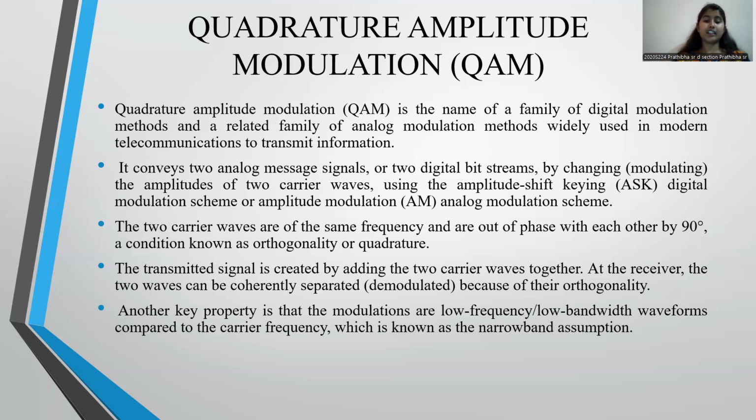The transmitted signal is created by adding the two carrier waves together. At the receiver, the two waves can be coherently separated or demodulated because of their orthogonality property. Another key property is that the modulations are low frequency or low bandwidth waveforms compared to the carrier frequency, which is known as the narrowband assumption.